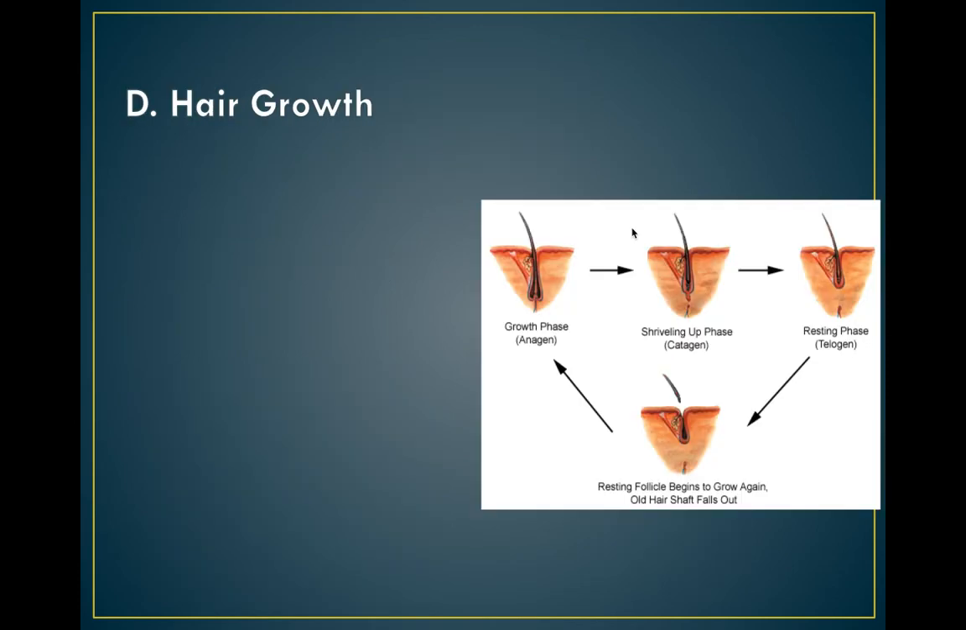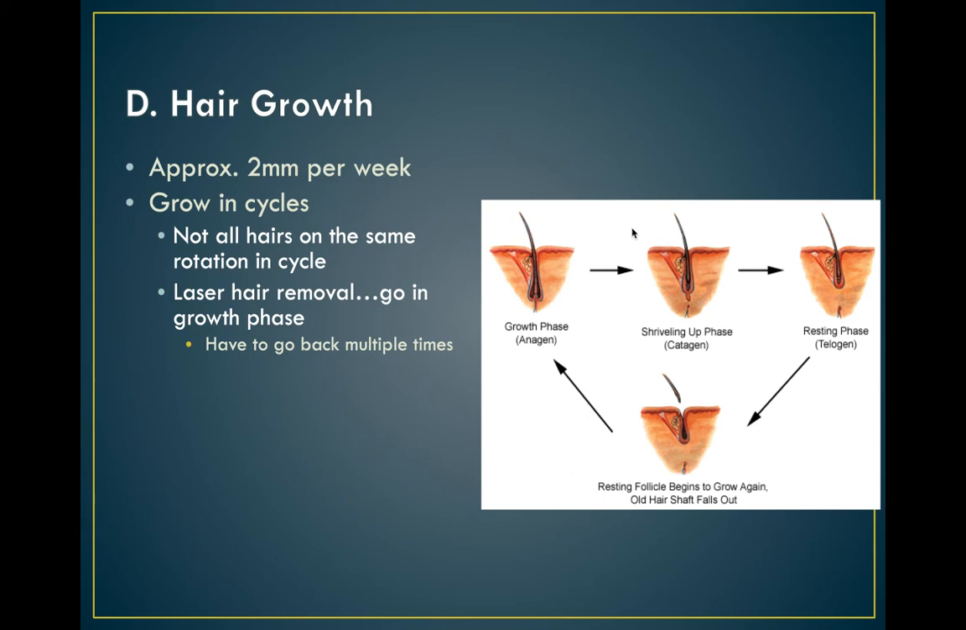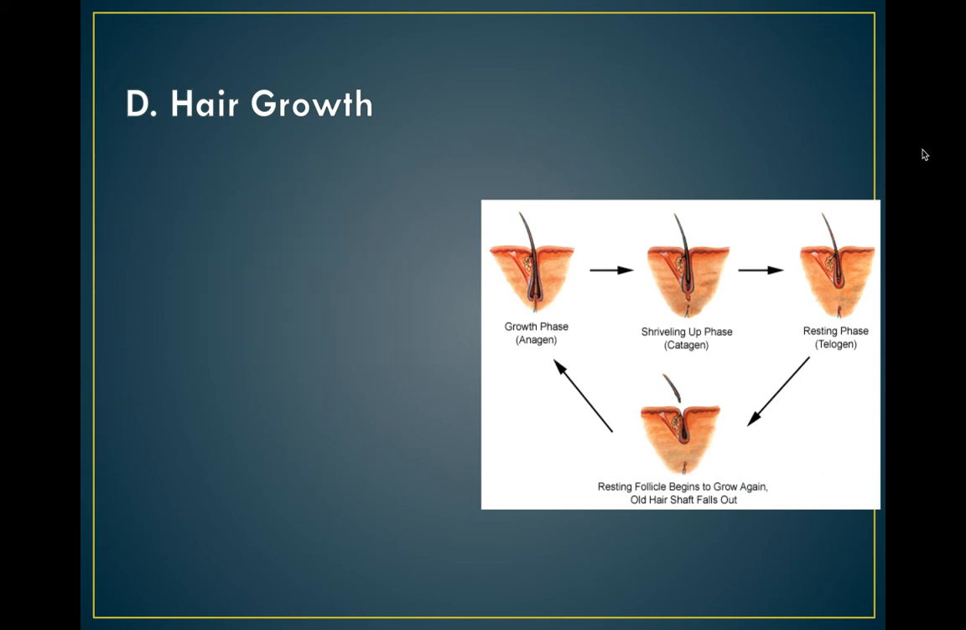Let's talk about hair growth for just a second. Hair growth rate is pretty constant. Hair grows, regardless of where it is on your body, at about 2 millimeters per week on average. But hair grows in cycles, and that's what this picture is showing us. Not all hairs will rotate through this cycle at the same time. I'm going to take the words away for just a second so we can look at the picture. I'm not going to ask you to know the fancy names, the words in parentheses, anagen, catagen, telogen, but you should be aware that there's a growth phase for a hair.